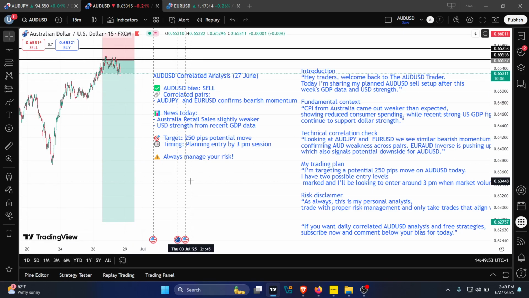Now, for the technical correlation check, this is part of the strategy. Basically, I mostly focus on trading correlation because this is what confirms my bias for either it's going to be a strong sell, a strong buy, a weak sell, or a weak buy. That way I'm not stuck on a trade I don't want to be on. Again, I already focus on AUDUSD, so it's very easy for me to go in between these pairs.